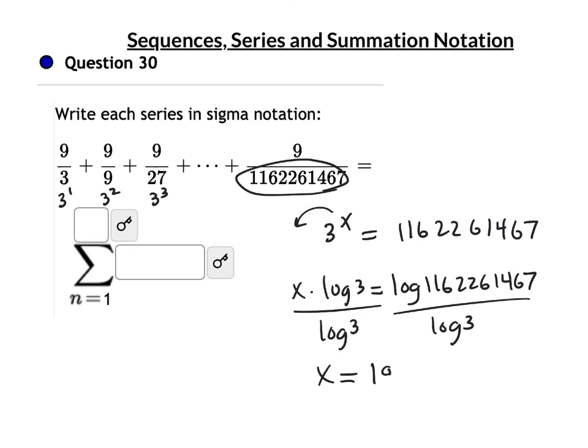This then is 9 over 3 to the power of n. When n is 1, it's 9 over 3 the first. When n is 2, it's 9 over 3 the second. And n is 3, 9 over 3 the third. And this one is 3 to the 19th power. So I go all the way to 19. And there's the answer for number 30.